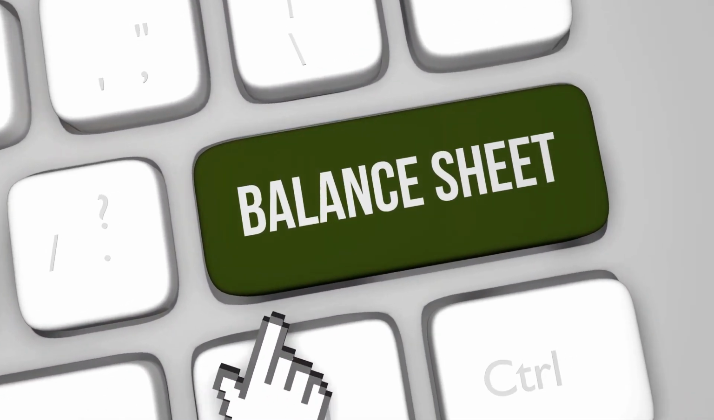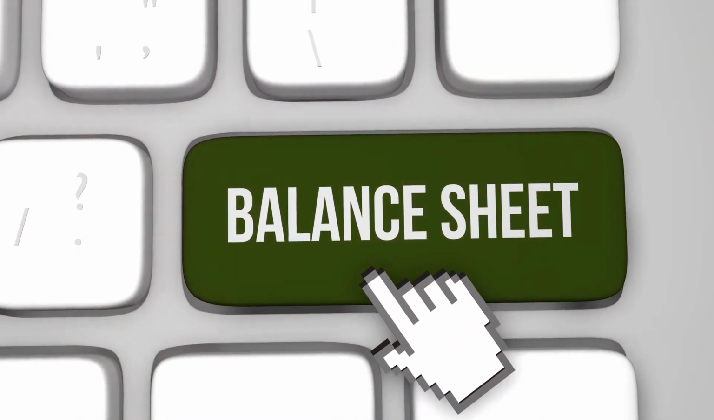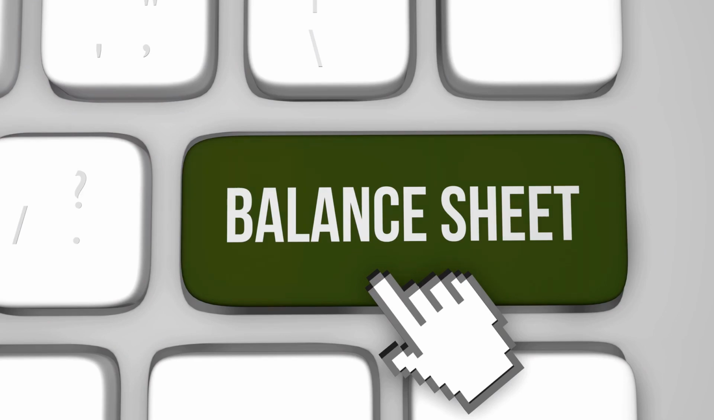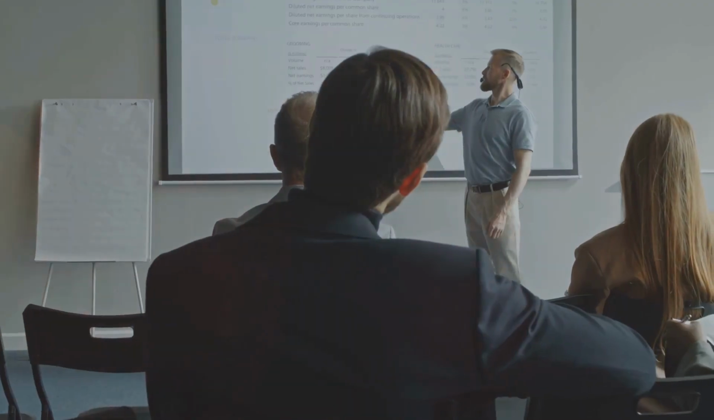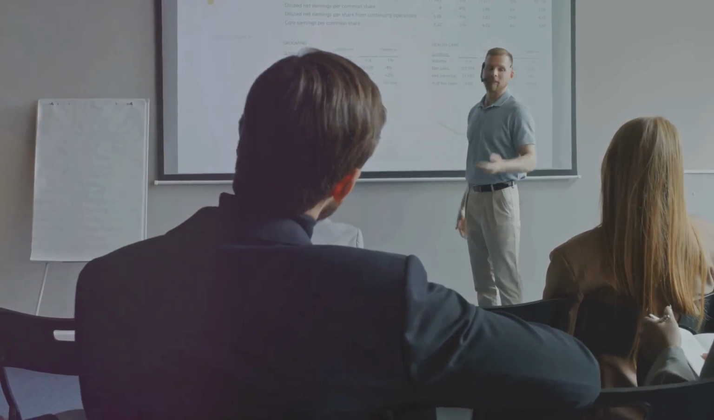The balance sheet, on the other hand, is a snapshot of a company's financial position at a specific point in time. It shows assets, liabilities, and shareholders' equity. Think of it as the what we own and what we owe statement.